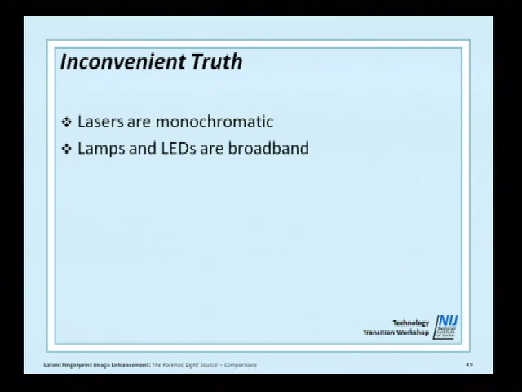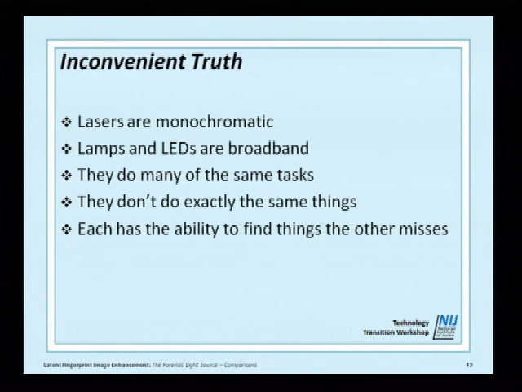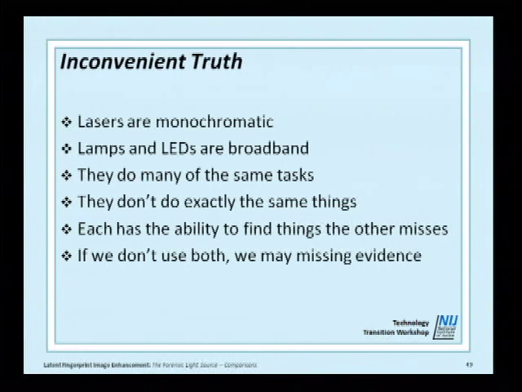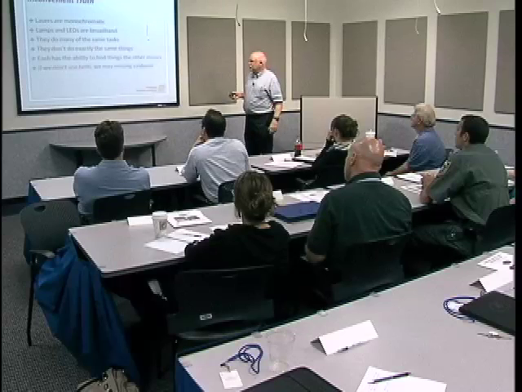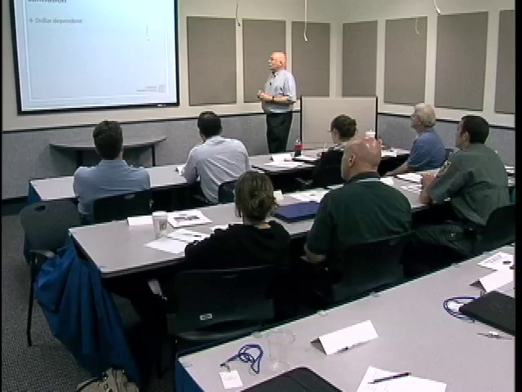Lasers are monochromatic, lamps and LEDs are broadband. They do many of the same tasks, but they don't do exactly the same things. Each has the ability to find things the other one misses. If we don't use both, we may be missing evidence. That's an inevitable conclusion that I have come to. And that is a big inconvenient truth, because everybody is trying to do the most with what they have.